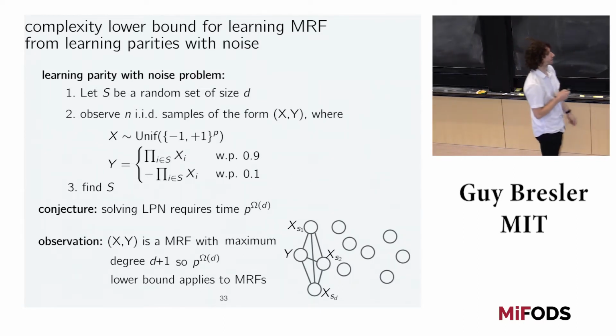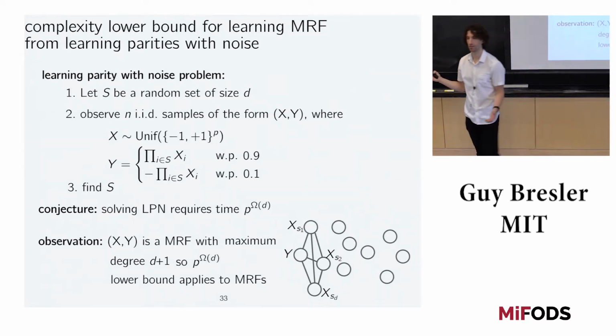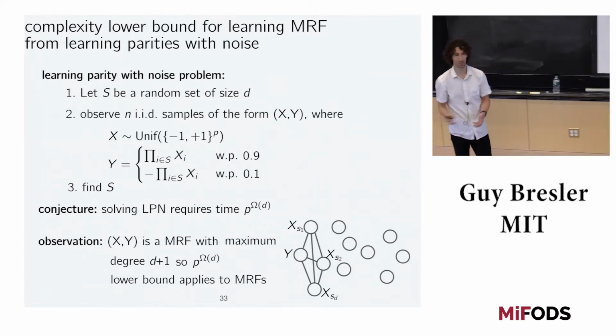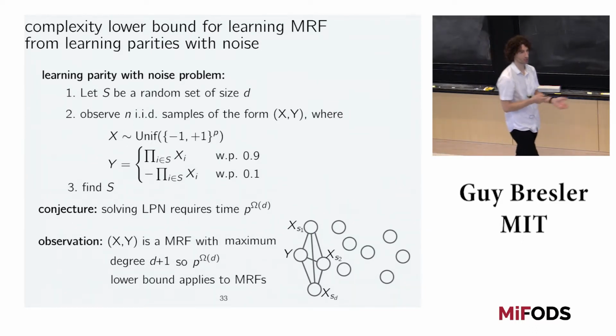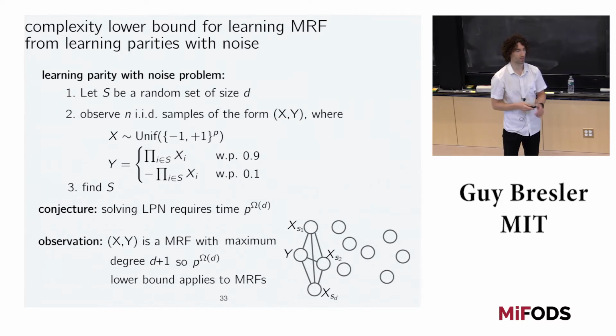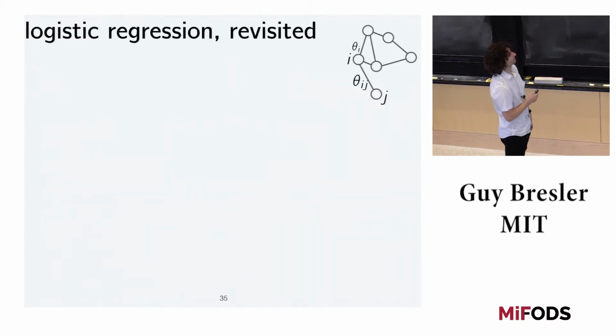Okay. Now, parity is this complicated higher order interaction. Ising models are simpler in the sense that they don't have these higher order interactions. And so the natural question is, are they easier? Are they easier to learn? Okay, so we're going to revisit logistic regression.